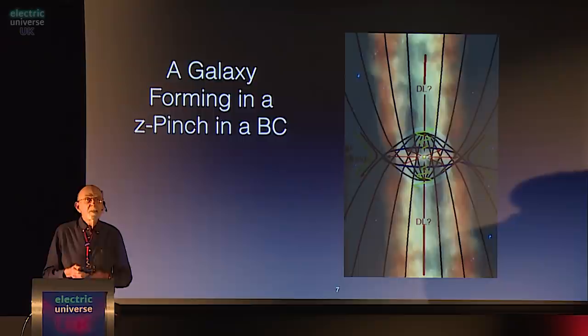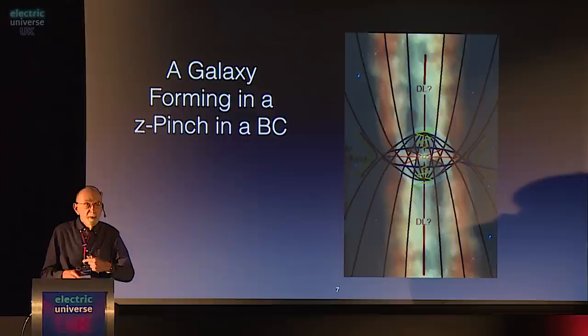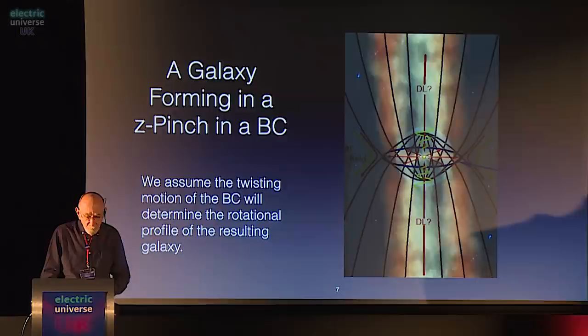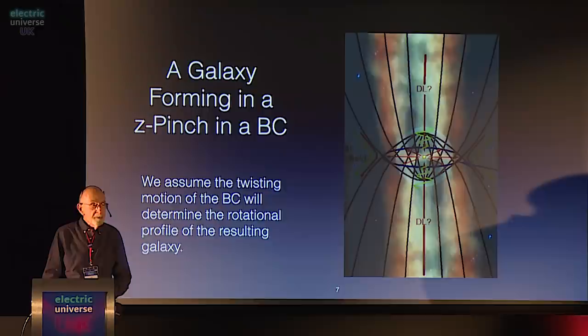I mean, let's put it in the reverse. It does not seem reasonable to me that they wouldn't, or that they would rotate in the reverse direction, or some other crazy thing. So I'm going to make the assumption, and see how it works out, that galaxies rotate, and the reason they rotate is because the Birkeland currents on which they form, or the Birkeland currents that form them, do rotate. And this rotation in the galaxy is similar to that of the Birkeland current that forms it. So we'll assume that the twisting motion of the Birkeland current will determine the rotational profile of the resulting galaxy and see if it works.